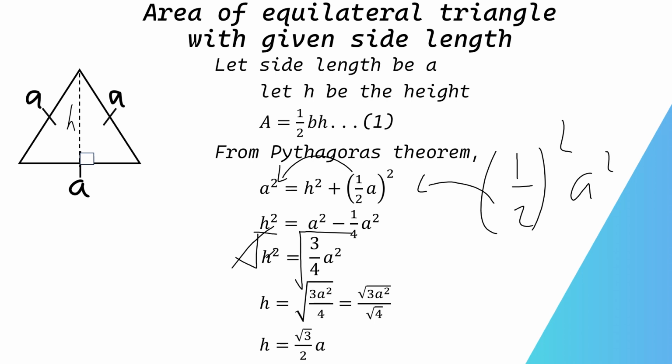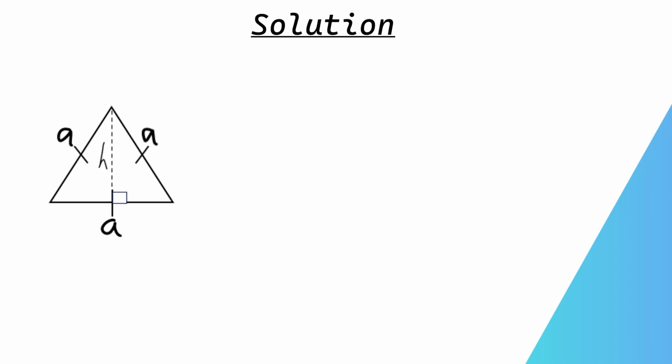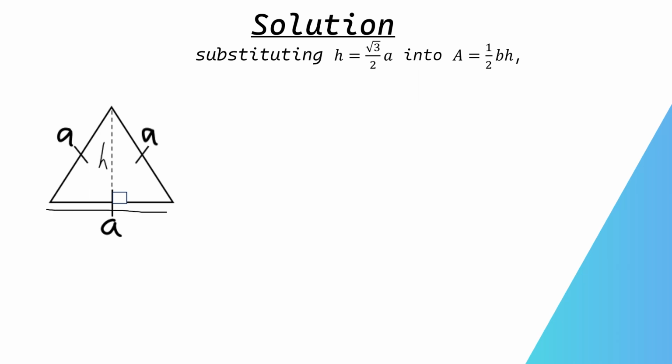Now that we have this, let's put it back into our main equation. So let's do that on another page. Okay, so this is our triangle. Now we found h to be root 3 on 2 a. Let's put it into half b h. But we can't see any b here. Yes, the b is the base. So here we can clearly see that this is the base. b equals a. Now we start substituting our values and we have our expression.